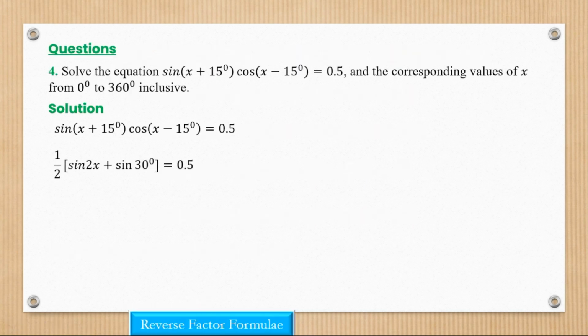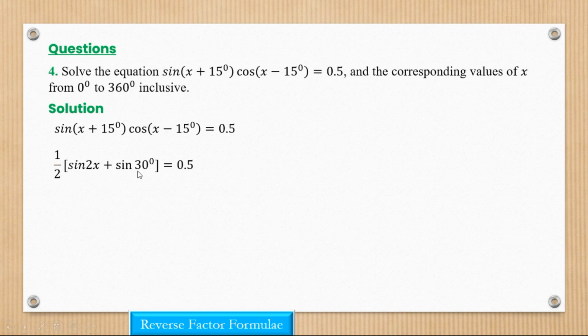All right, this is our equation here. In reverse factor formula, this can be stated as this. So remember, this becomes a sine, of which we're going to have this as p and this as q. So p plus q is this. So we'll have x plus 15 plus x minus 15, where the 15s cancel and we have 2x. Then p minus q is x plus 15 minus x minus 15, which gives an answer of 30 degrees, and we now know that sine 30 is what? A half.